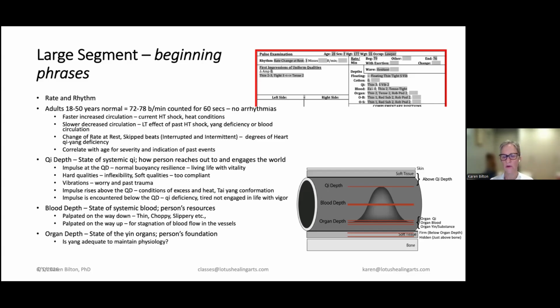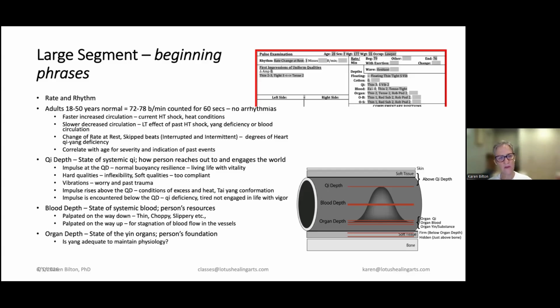Now, Dr. Hammer and Dr. Shen speak a lot about heart shock and the effect of trauma to our physiology. And more often than not, a faster rate is a result of sort of a current heart shock. It can also be a result of fevers and fire and hot conditions. But in the absence of that, then we're looking at some sort of trauma. The slower rates indicate a decreased circulation.